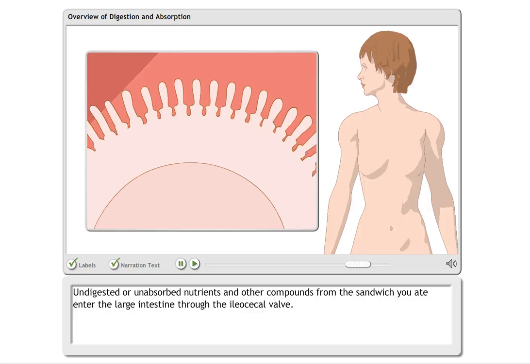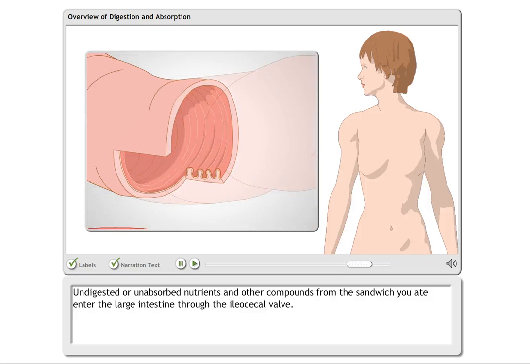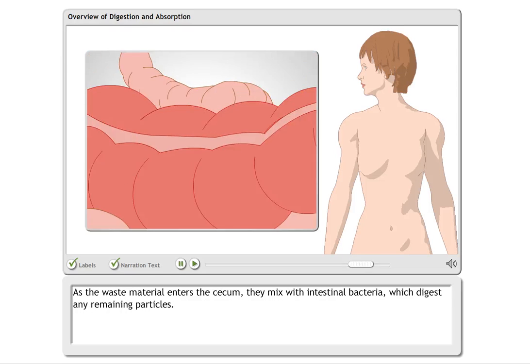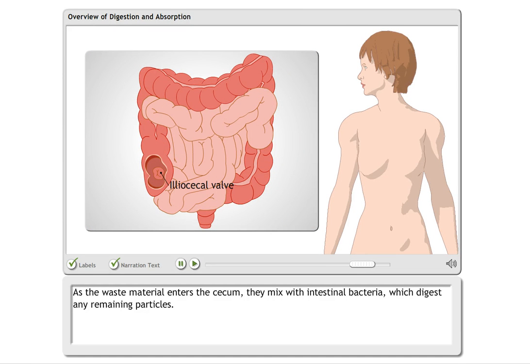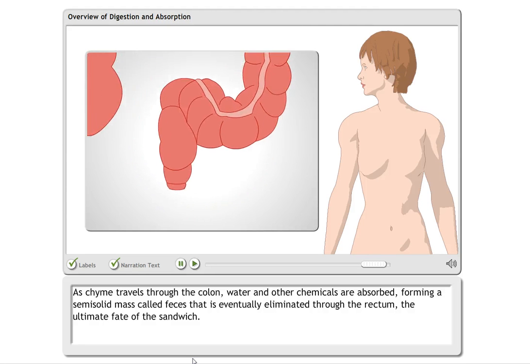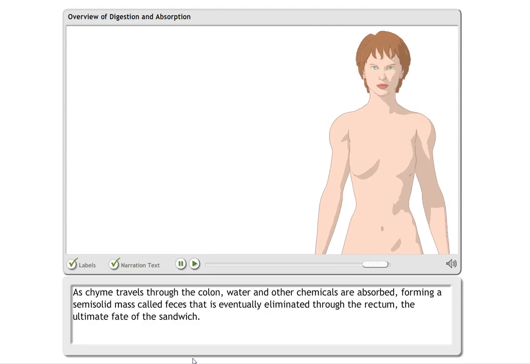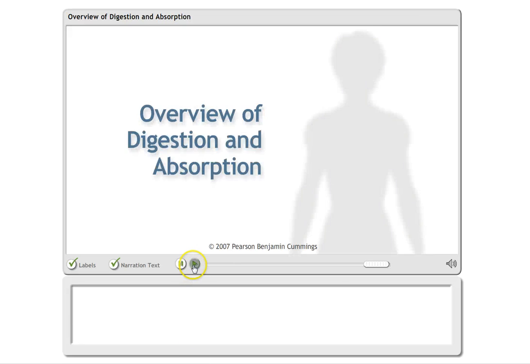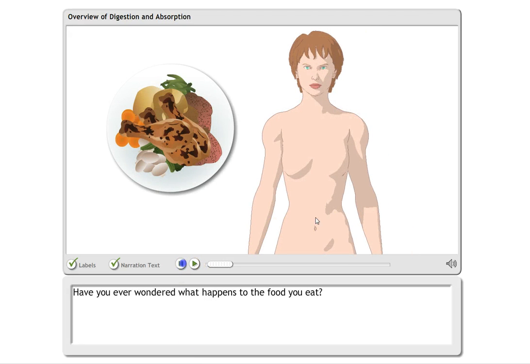Undigested or unabsorbed nutrients and other compounds from the sandwich you ate enter the large intestine through the ileocecal valve. As the waste material enters the cecum, they mix with intestinal bacteria, which digest any remaining particles. As chyme travels through the colon, water and other chemicals are absorbed, forming a semi-solid mass called feces that is eventually eliminated through the rectum, the ultimate fate of the sandwich.